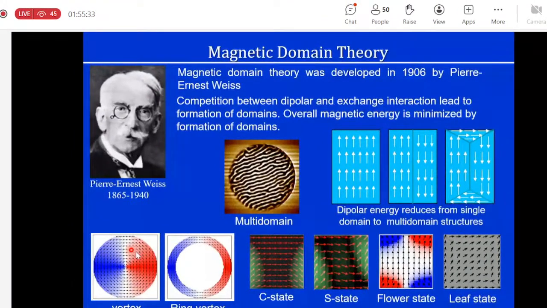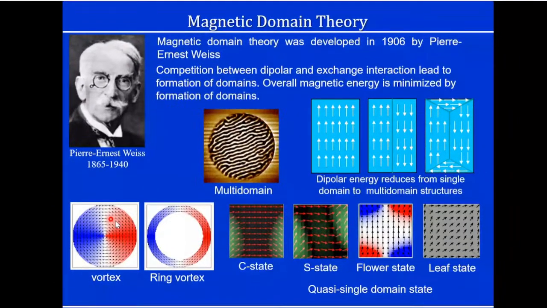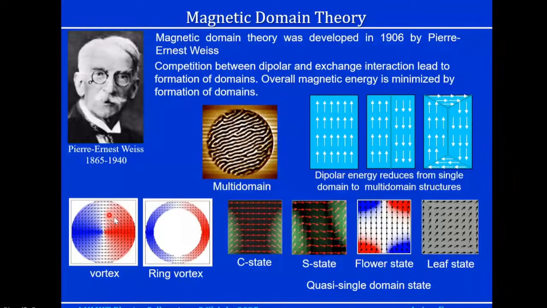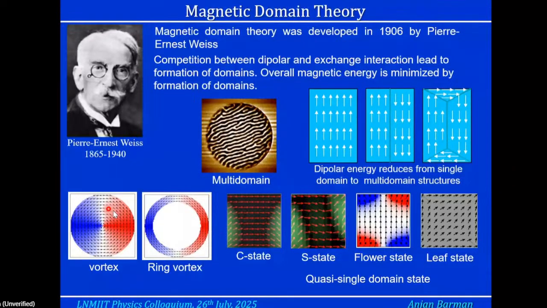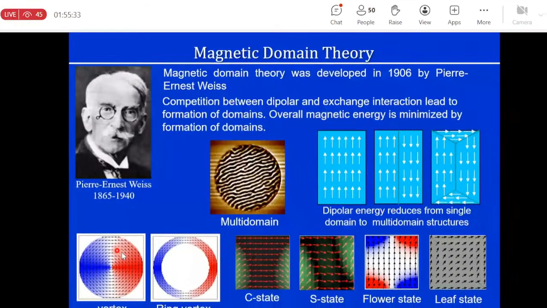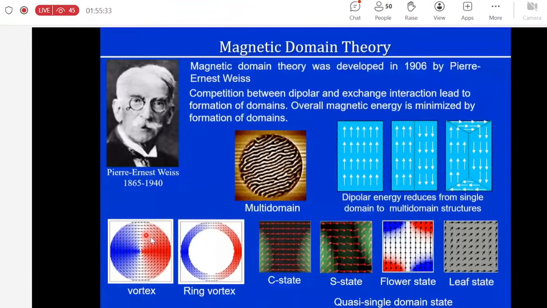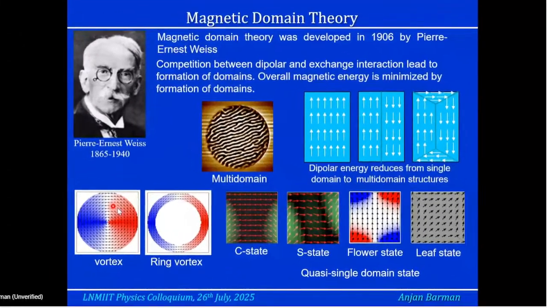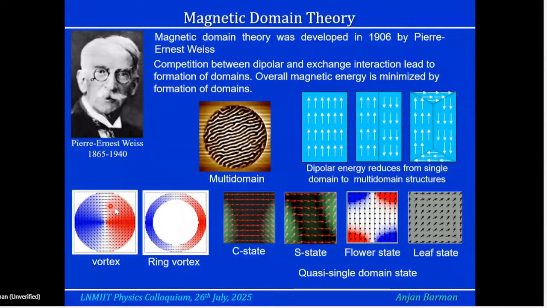This is called S state because it looks like S. Here you call it a flower state. This is a leaf state, and so on. So there are different kinds of quasi single domain state in a system. And a little bit more, you can have an interface which is separating the domain. So there will be a domain wall.